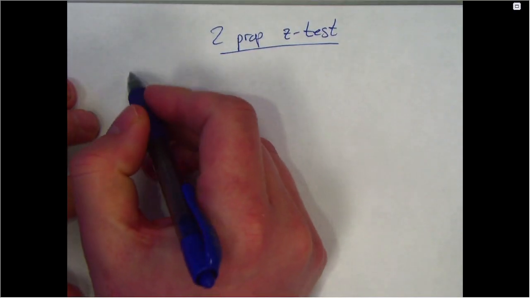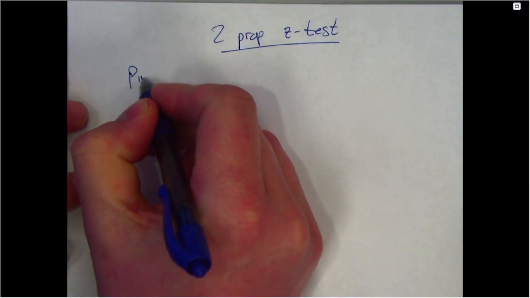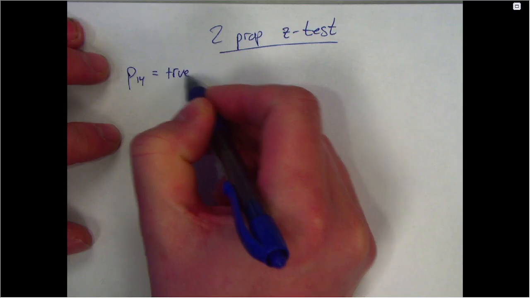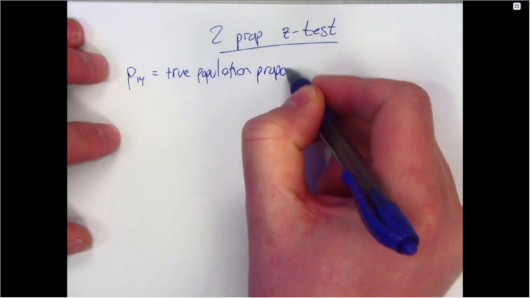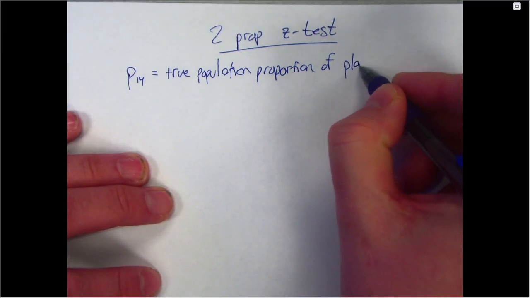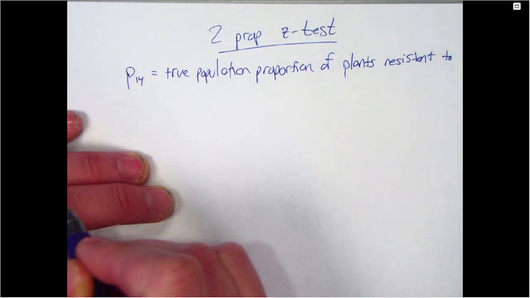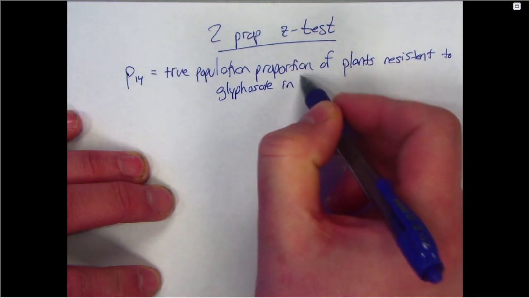Okay, so P, I'm going to call it P14. It's the proportion in 2014. So the true population proportion. I forgot to write down the name of the plant. Of plants resistant to glyphosate in 2014.